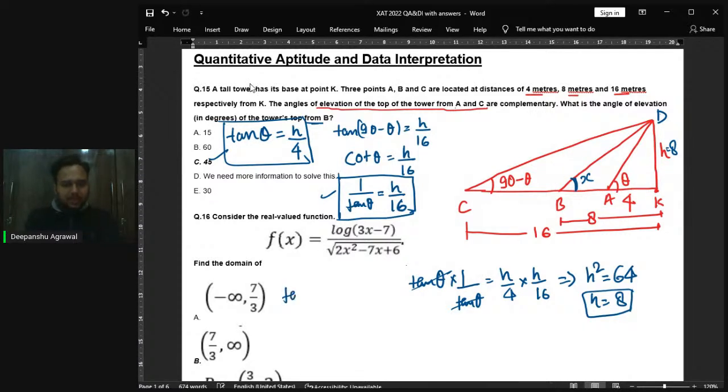So tan of x will be equal to height is h and base is also h. So 8 divided by 8. Height is 8, base is also 8 in triangle DBK. So tan x equal to 1, and we should all know that if tan x equal to 1, then what is the value of x? Tan inverse 1 is 45 degree. I hope this is clear.